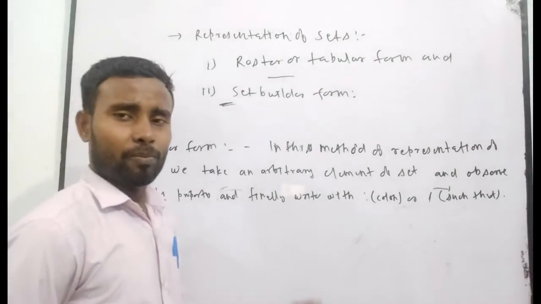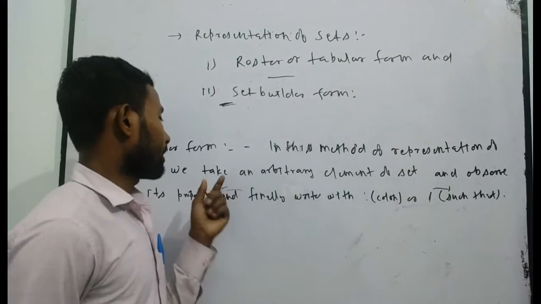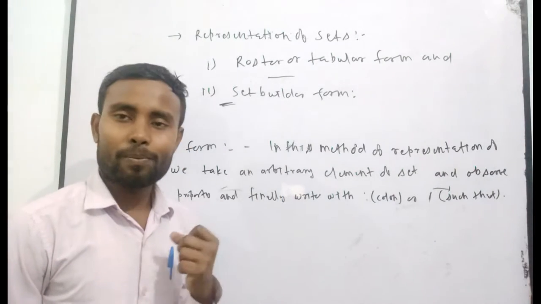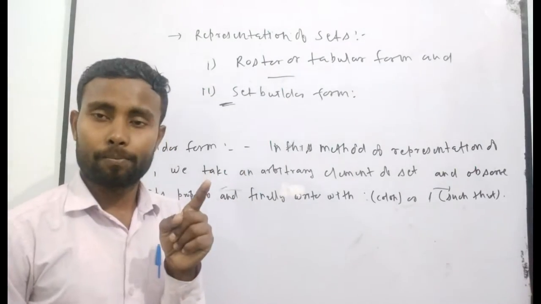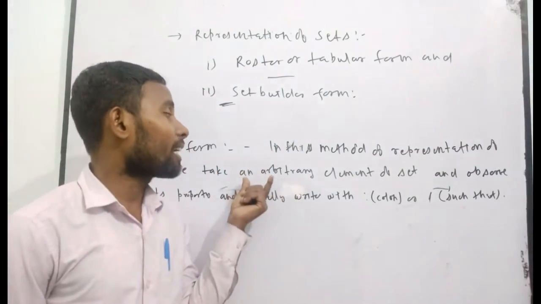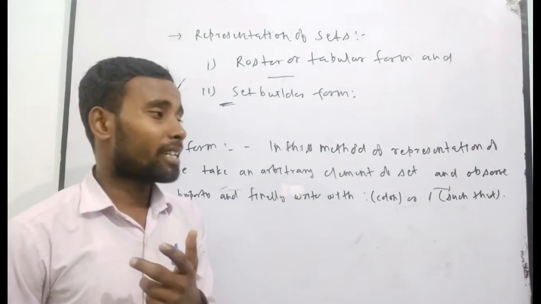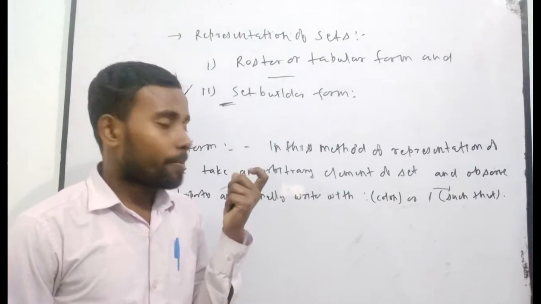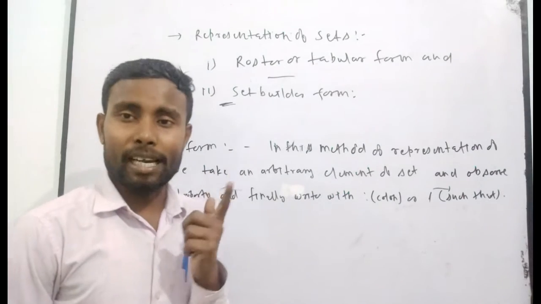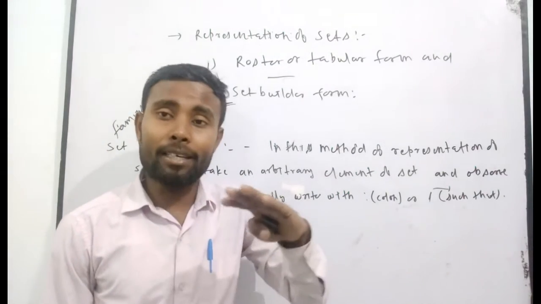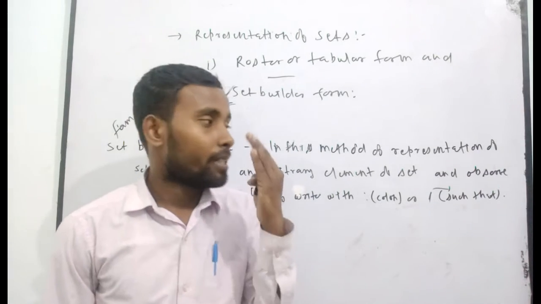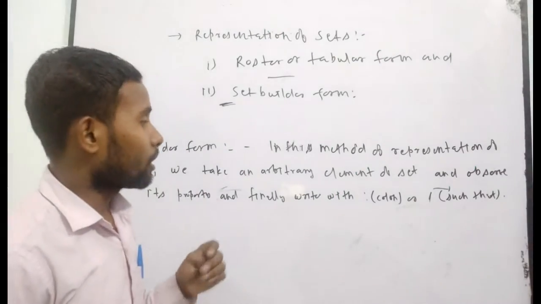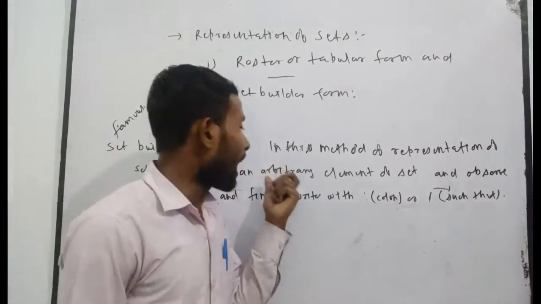What is the meaning of this way? In this method of representation, we take an arbitrary element of set. Why do we take an arbitrary element of set? There is a simple reason. Sometimes the given set is a particular set having every element with the same kind of property, so we take an arbitrary element.